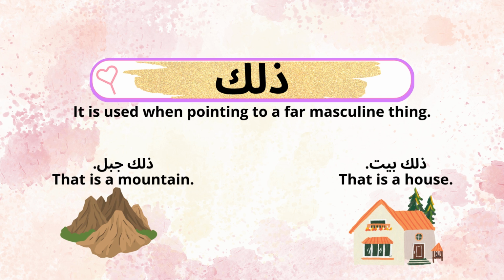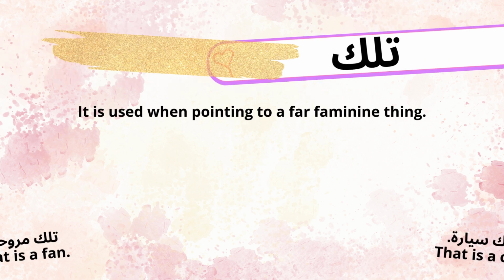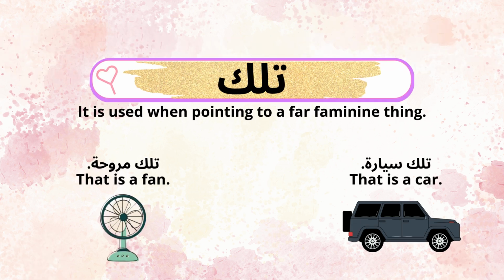ذلك جبل. That is a mountain. The word mountain, جبل, is also a masculine word in Arabic. That's why we have used ذلك. Now what if the word after ذلك is female? What will we do? Then we will not put ذلك.